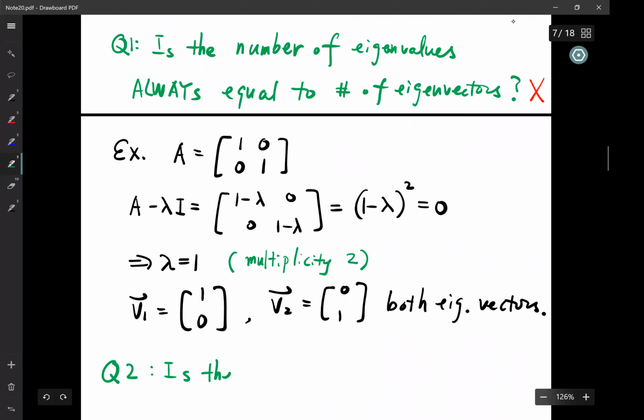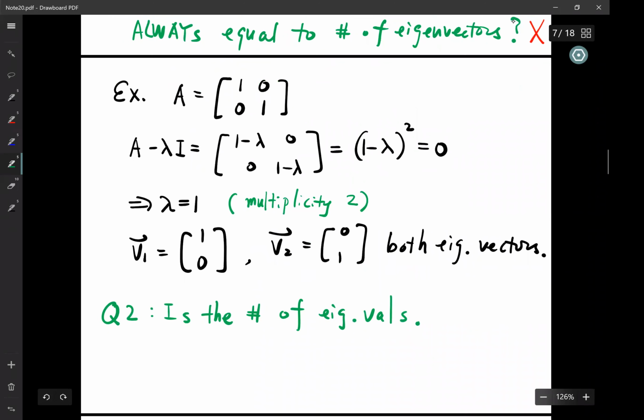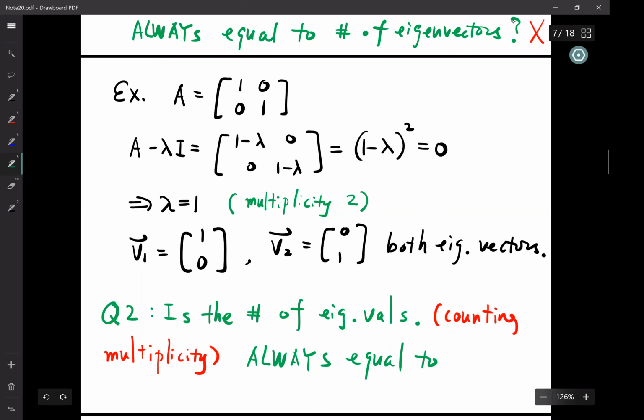Is the number of eigenvalues, counting multiplicity, if it is a repeated eigenvalue, I count it as 2, always equal to the number of eigenvectors? I think that's a fair question. Okay, so that one, is there any question?